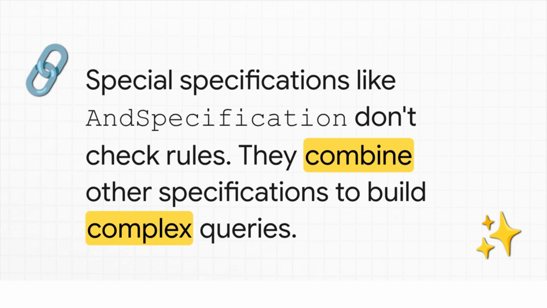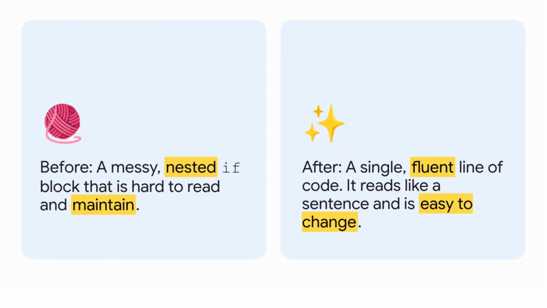We create these special specifications, like an AndSpecification. Now, this one's a little different. It doesn't check a business rule itself. Instead, its job is to combine two other specifications. So you could give it our AvailableDriverSpecification and our VehicleTypeSpecification, and it will only return true if both of them pass. And you can probably guess what an OrSpecification or a NotSpecification would do, right? The possibilities are endless.